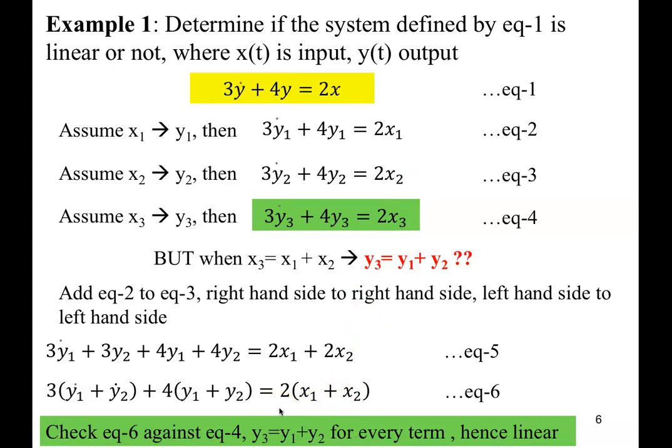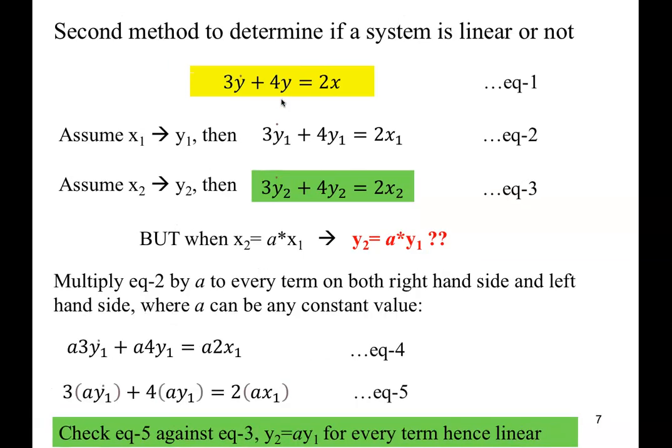If they are exactly the same, then we have a linear system. So this system defined in equation number 1, the first order differential equation number 1, is therefore a linear system. For the same system, I can use a second approach as well. I think it is slightly simpler. In this case, I have equation 1, my first order differential equation for the system.